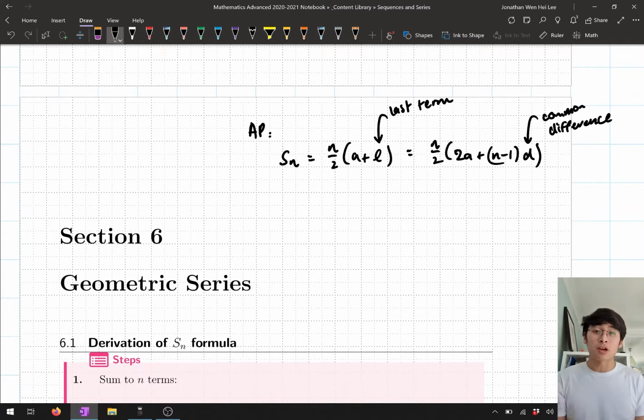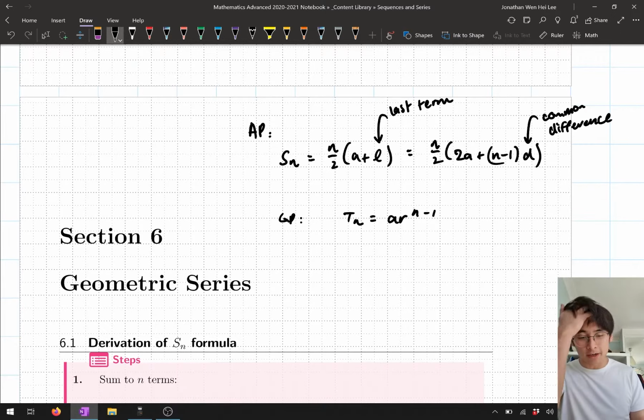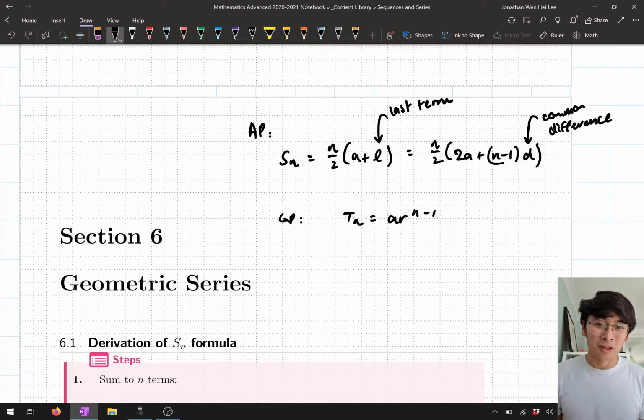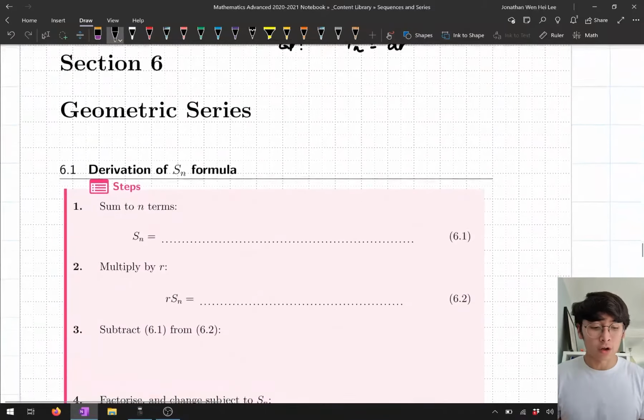Now, if you remember from geometric progressions, a geometric progression was when we were multiplying by a common ratio each time. So here, t_n was equal to ar^(n-1). And when we are dealing with a geometric progression, the way that we get the formula for the sum is a little bit different. So let's have a go at that.